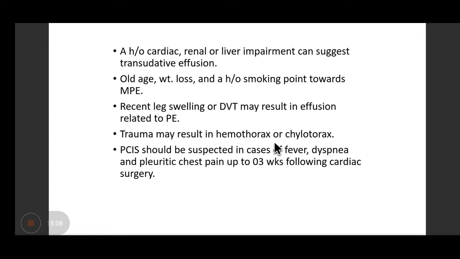Now there is a syndrome known as post cardiac injury syndrome. So in cases of cardiac surgery, if there is fever, dyspnea, and pleuritic chest pain after 3 weeks following that surgery, PCIS may have taken place. So please keep these histories in mind whenever you're reading. These will point towards the etiology of your effusion and help you in coming to the diagnosis.